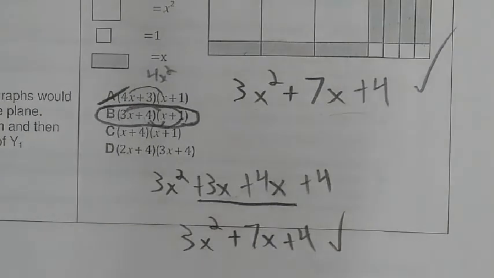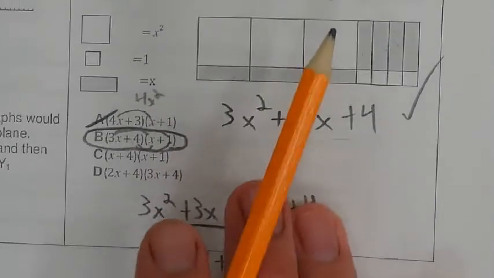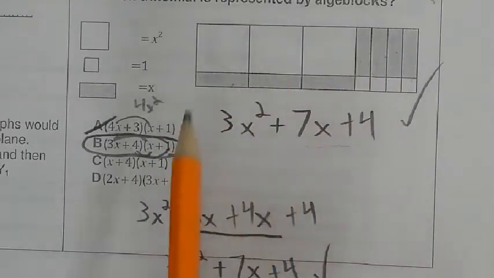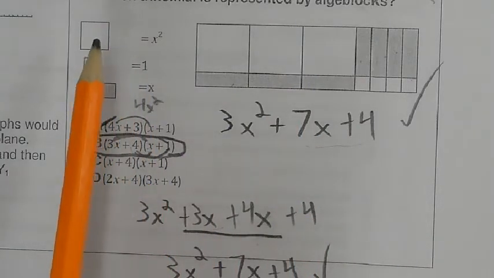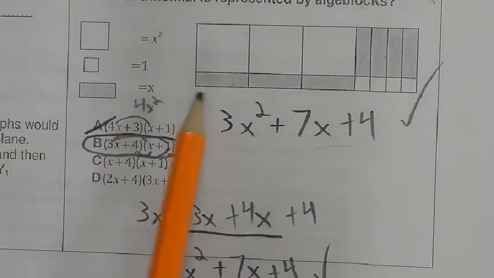I promise you there's going to be a question very similar to this on the SOL. I know that they will use algebra blocks for one of your questions. So basically, you just have to use a little bit of common sense, and they give you a key. You just got to think, okay, how many of each one are there? And that's how you create your equation.